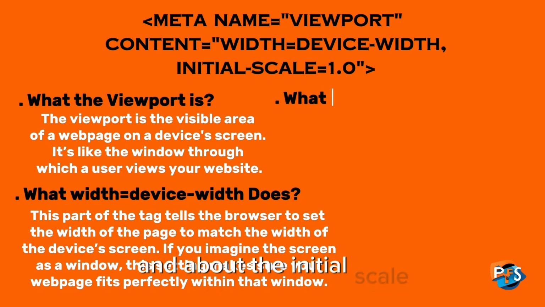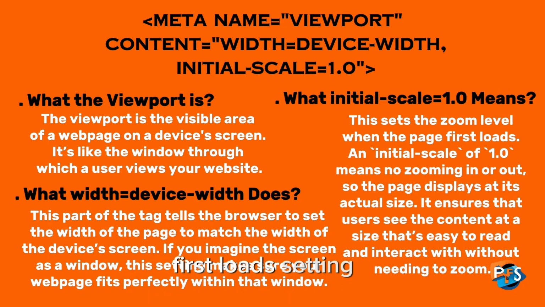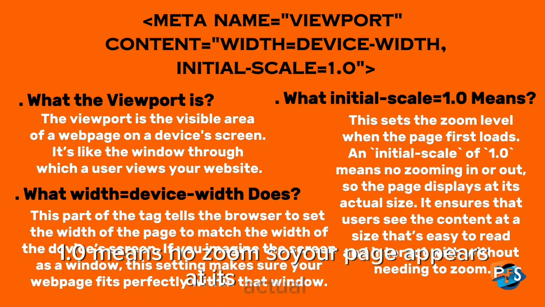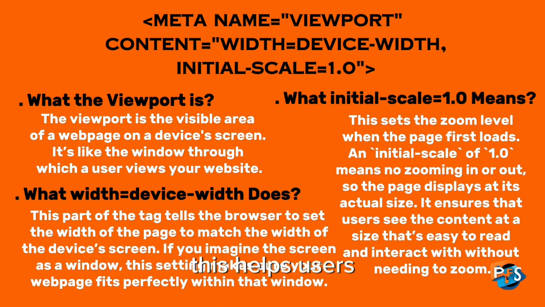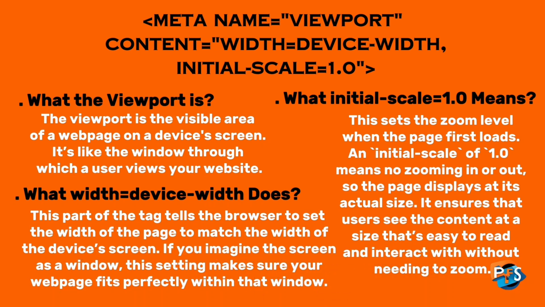And about the initial scale, it controls the zoom level when the page first loads. Setting it to 1.0 means no zoom, so your page appears at its actual size. This helps users view your content without needing to zoom in or out. Together, these meta tags ensure that your web page is displayed correctly and looks good on all devices. They handle how text is shown and make sure the layout fits different screen sizes, providing a better user experience.